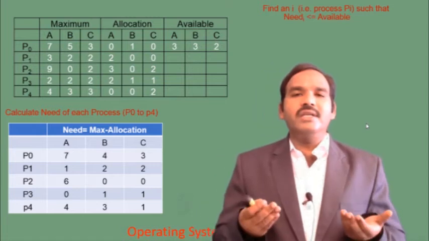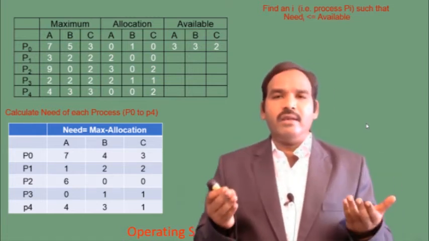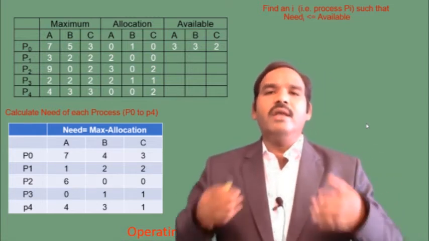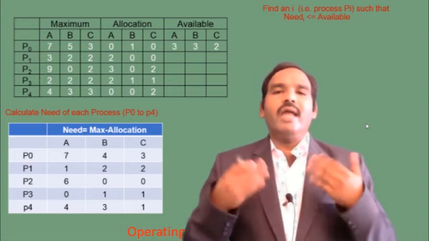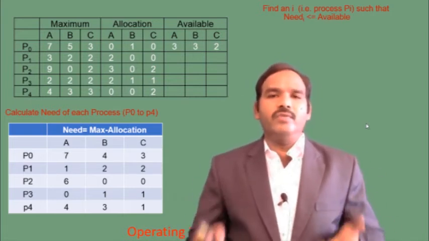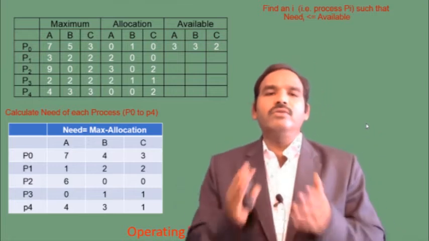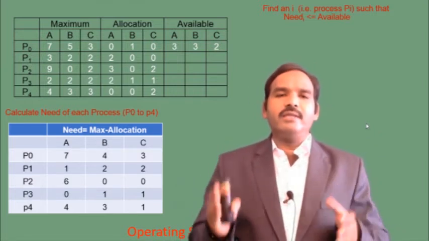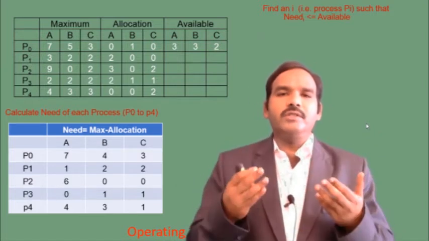What is the condition here? Need of i, the need of that ith process, less than or equal to available. What is the current available? Current available is 3 3 2: 3 A's, 3 B's, 2 C's. And we find such a process Pi.